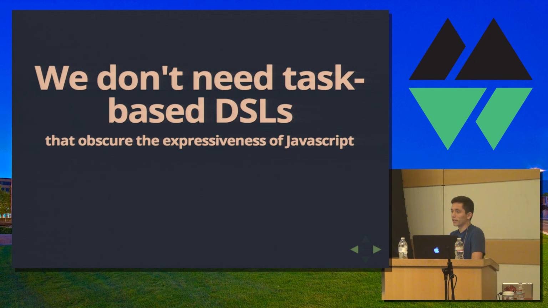I also think we don't need task-based DSLs. I think that these DSLs around tasks just obscure the expressiveness of JavaScript. They limit you as to what you can do. I have hit this problem so many times where you end up programmatically generating a grunt file because you need some flexibility, and you just can't do it with a DSL. So I think that it's better to just not limit people to these DSLs and keep people using vanilla JavaScript.